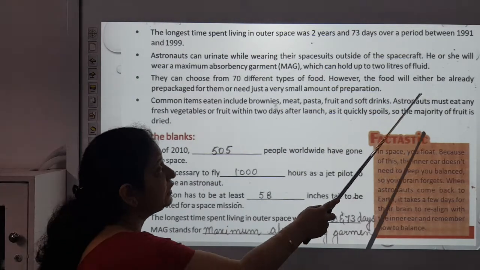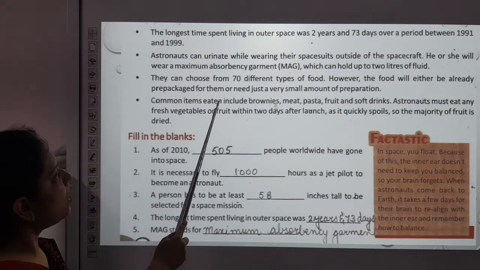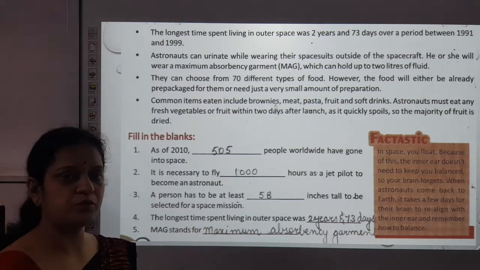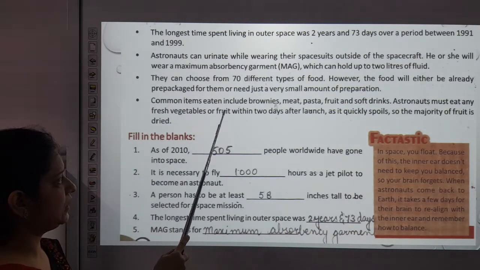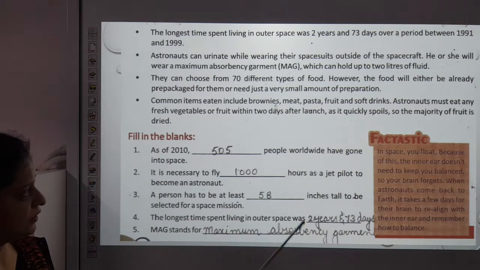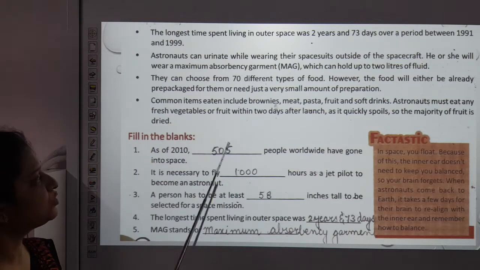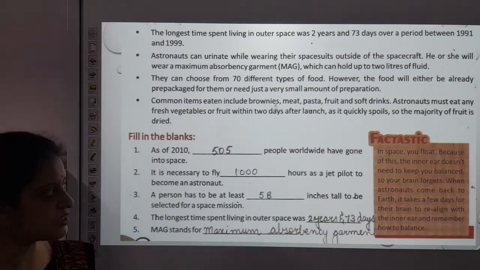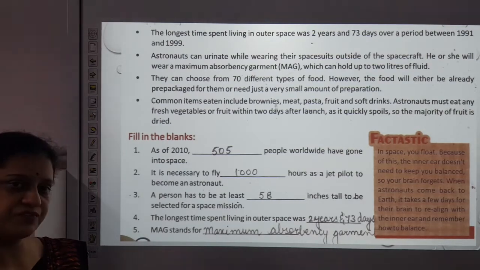However, the food will either be already pre-packed or need just a very small amount of preparation. Common items eaten include brownies, meat, pasta, fruit and soft drinks. Astronauts must eat any fresh vegetables or fruit within 2 days after launch, as it quickly spoils, so the majority of the fruit is dried.